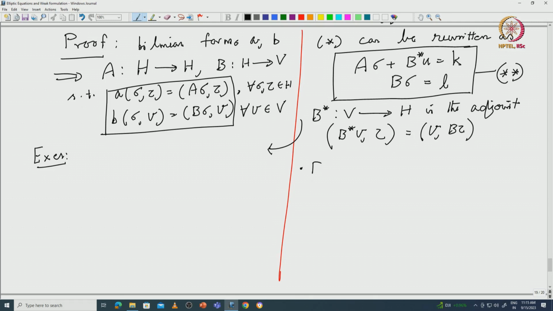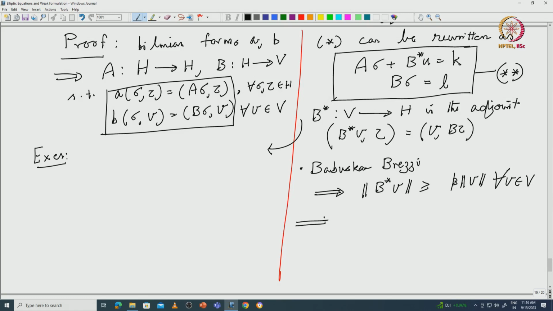Babuska-Brezzi condition? So, these are all small exercises which you do. Babuska-Brezzi implies norm of B star of V is greater than or equal to beta times norm of V. This is true for all V in V. This implies immediately, if you are not familiar, check all that, B star is 1-1 and closed range, which are all part of functional analysis. Closed range, and again part of functional analysis study, that implies B is onto.